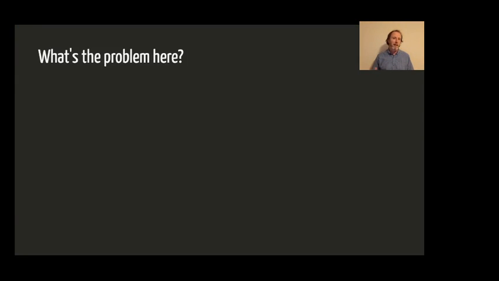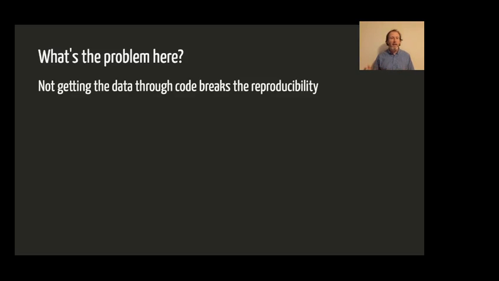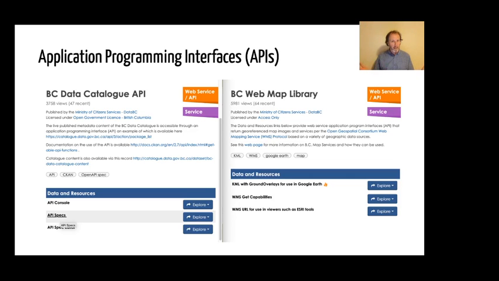But, as I alluded to earlier, there's a bit of a problem in that not getting the data in your code breaks that reproducibility. It can't be scripted, and so it's not repeatable. So the manual process is not ideal. But luckily, there are APIs that back all of the catalog stuff, and they're publicly available. There's two key ones in particular.